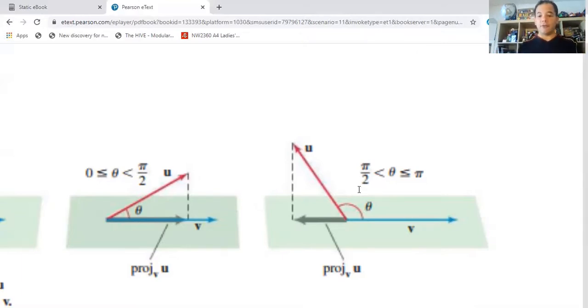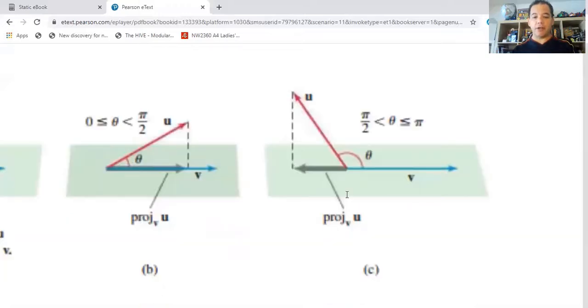And so the picture on the right shows you what happens when the angle is more than 90 degrees, when the angle is obtuse. And in that case, the shadow points in the opposite direction of v, as you can tell, right? So when the angle is acute, it goes in the same direction. When the angle is obtuse, it goes in the opposite direction, okay? So let's try to figure it out on our own. What would the formulas be?